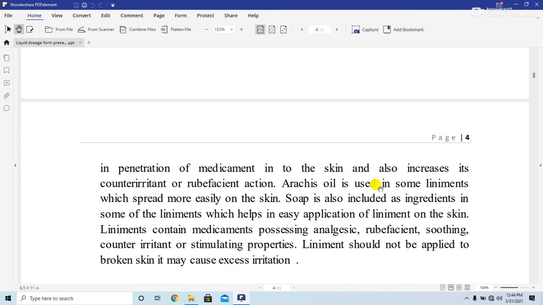Liniments also contain medicaments possessing analgesic, rubefacient, and soothing, counter-irritating or stimulating properties.